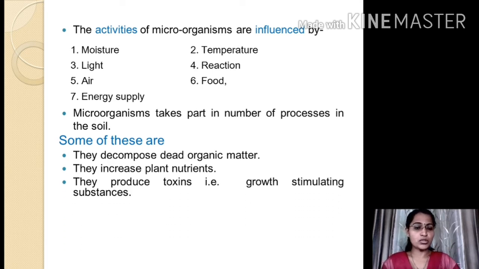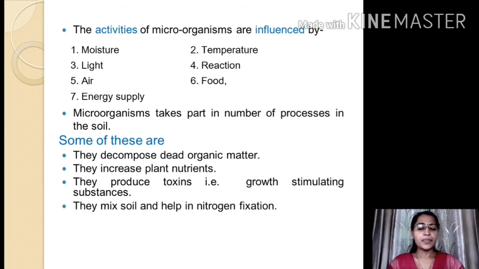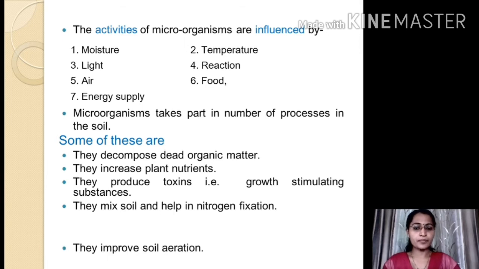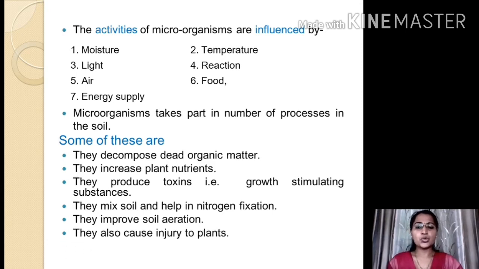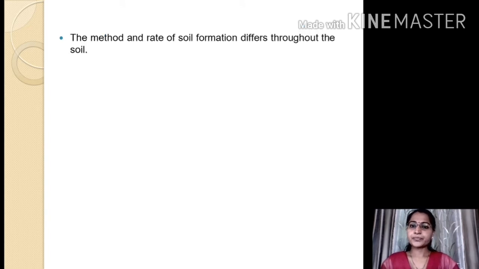They produce toxins, that is growth stimulating substances. They mix soil and help in nitrogen fixation. They improve soil aeration, as well as they also cause injury to plants. Now see the next one.